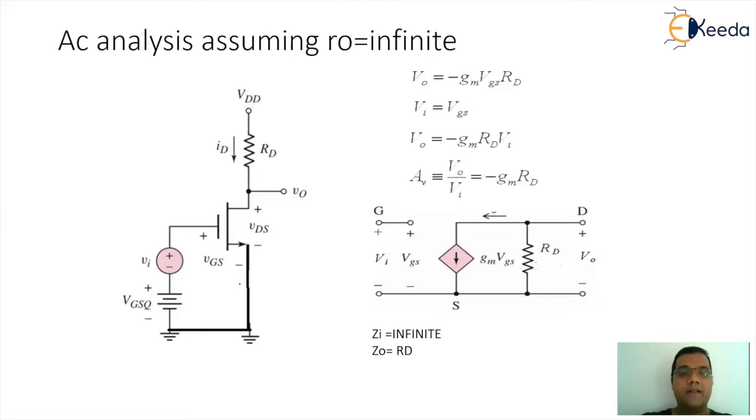This implies that this amplifier is basically a common source amplifier and the gain is going to be negative. If the voltage gain is negative, it implies that it is an inverting amplifier. The input impedance measured is infinity and the output impedance measured is equal to RD.